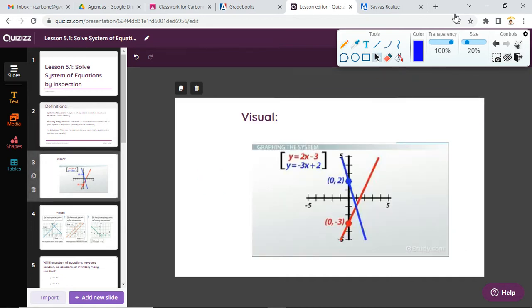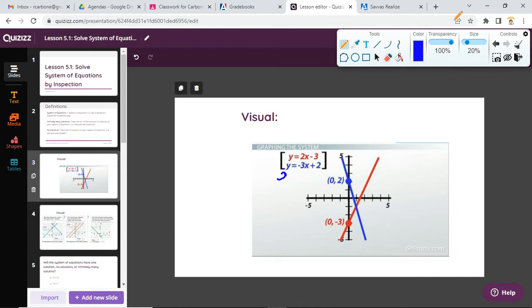All right, so if you need to pause this video to get the definitions down, go ahead and do that. But let's get on to some visuals here. This visual I do not need you guys to write down, but I do want you to pay attention to. Right here we have an example of a system of equations. Over here, we could see the system of equations itself. We have y = 2x - 3 and y = -3x + 2.